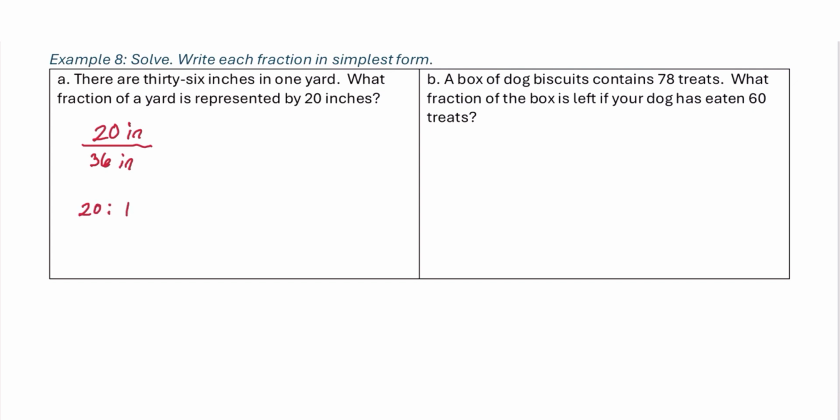20 has factors 1, 2, 4, 5, 10, and 20. The factors of 36 are 1, 2, 3, 4, 6, 9, 18, and 36. What's the biggest or greatest that they have in common? It looks like that is 4.